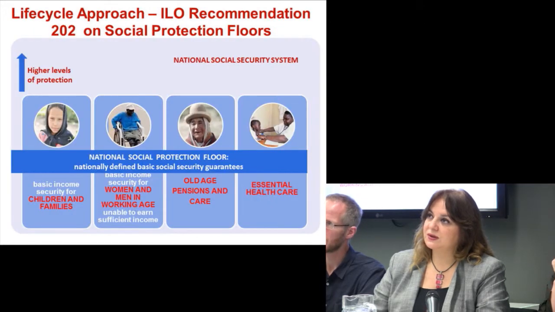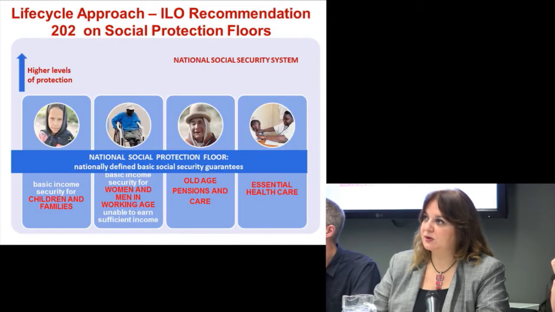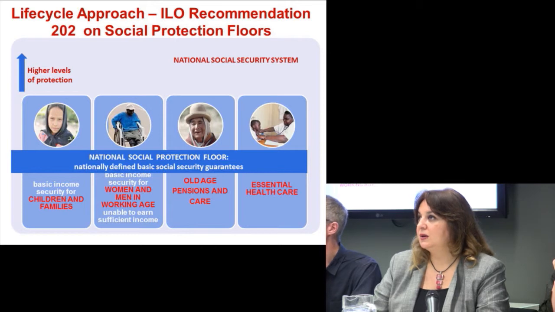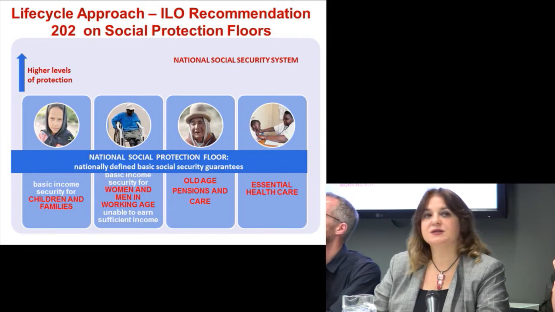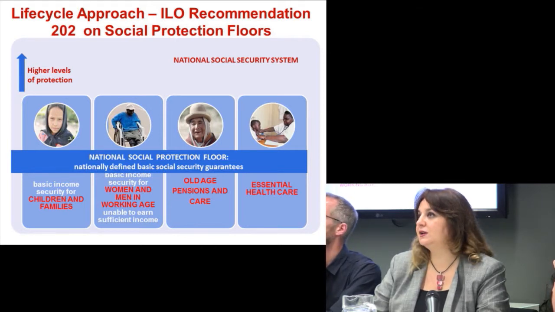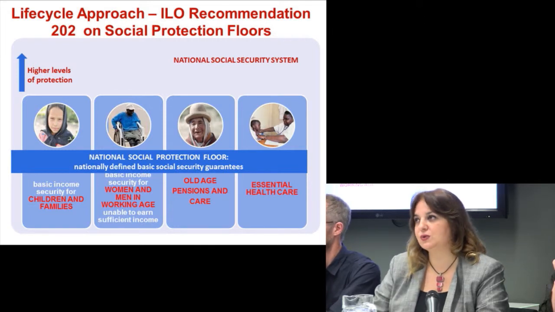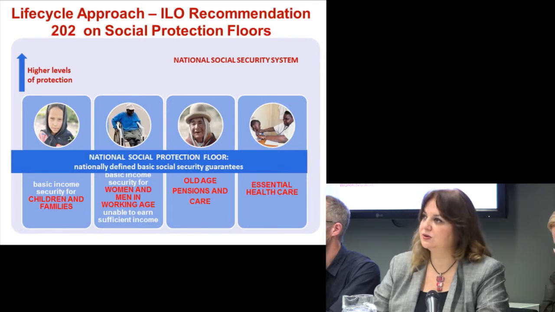So the document follows a life cycle approach, which is actually what governments, employers, and unions approved in ILO Recommendation 202 on social protection floors in 2012. So it starts with children, social protection for children and families, and follows with women and men of working age. It goes on to old age pensions and care, and then it goes to healthcare.